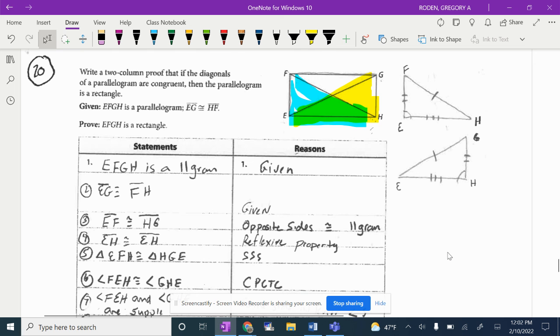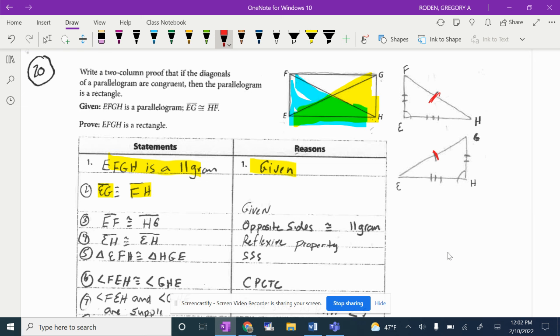So the first thing is we have a parallelogram, and that's given. Now you've got to just remember all the good stuff about parallelograms. We also know that EG is congruent to FH. So where is EG? EG is congruent to FH.